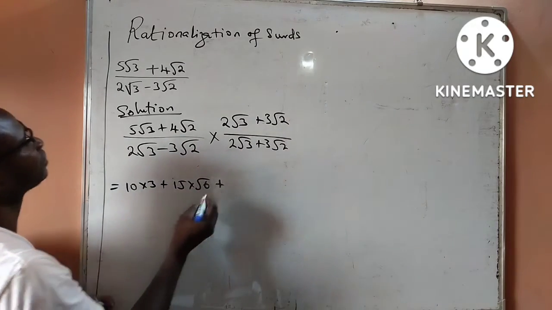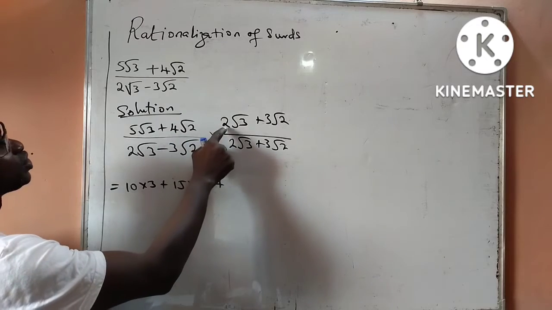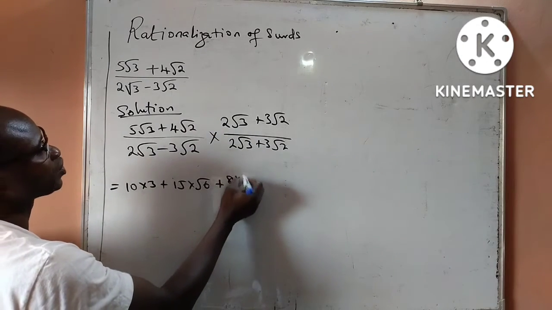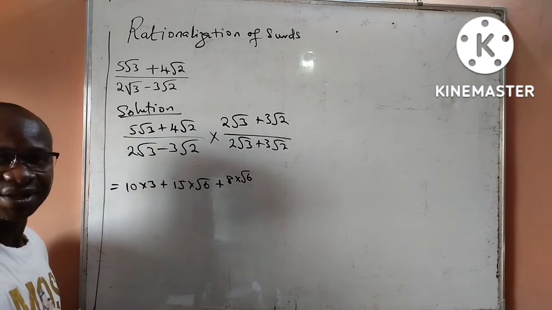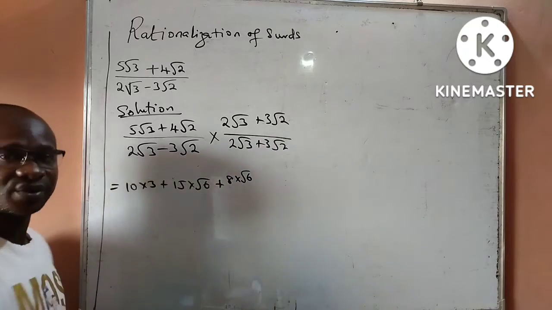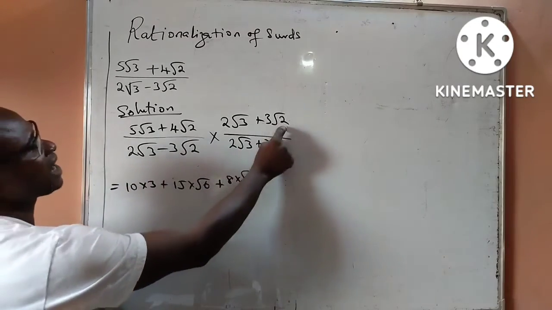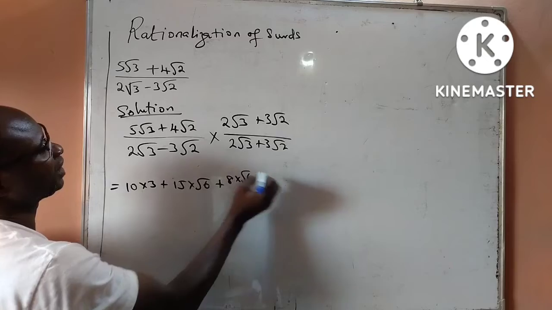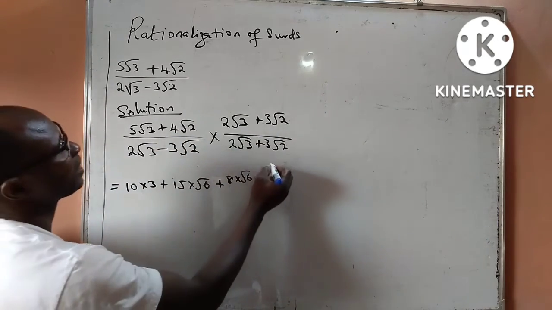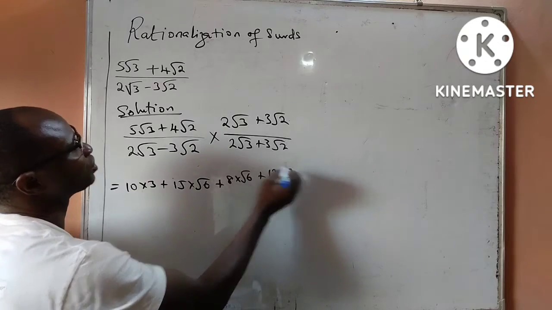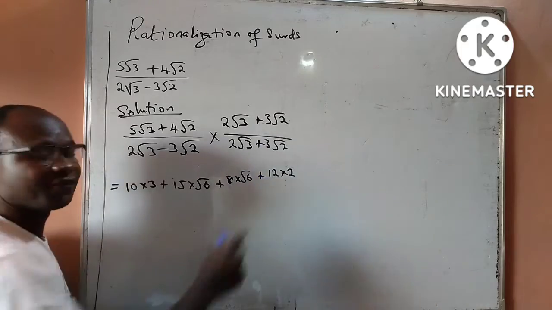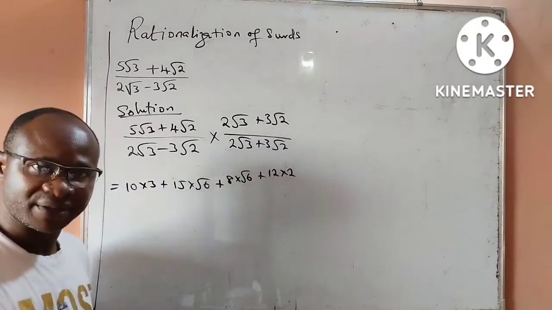Next, I will use this to multiply this and this. Then I will have 4 root 2 times 2 root 3 will give me 8 times root 6. That is 4 times 2 is 8, and root 2 times root 3 will give me root 6. Next, I will use this to multiply this. And that is going to give me 4 root 2 times 3 root 2. It's going to be 12 times 2. That is 4 times 3 is 12, and root 2 times root 2 will give me 2. I am done with the numerator.